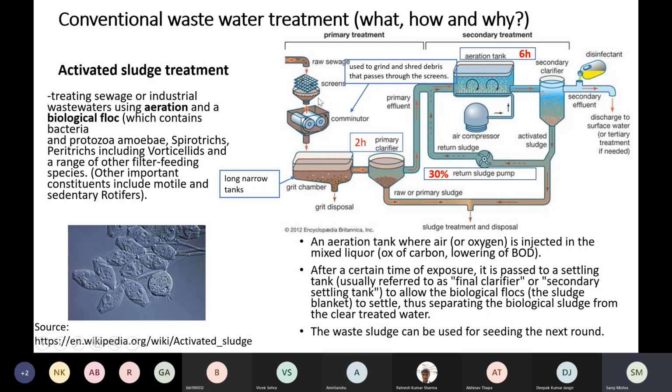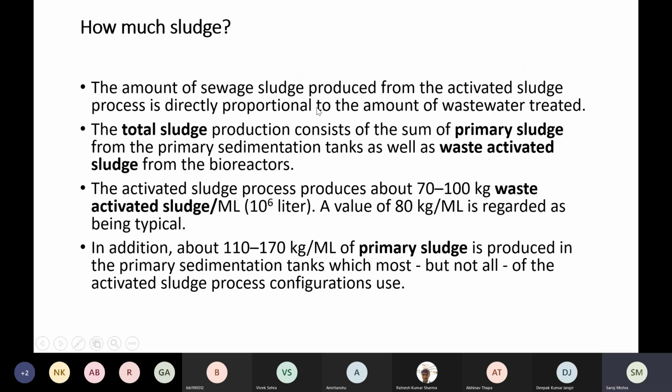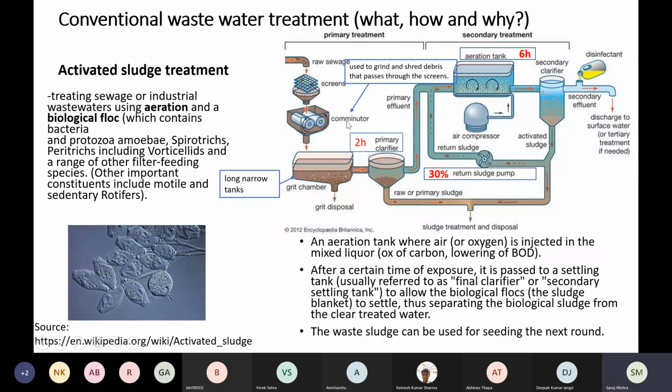After that, it comes into what is called a comminutor. What you see here are two wheels which are rotating, and the purpose of this step is explained here. It is used to grind and shred the debris which passes through the screen in order to give it homogeneity. Because if the particulate matter is of different sizes, the chances are that during the secondary treatment much of it is going to settle at the bottom of the aeration tank. So you want to homogenize, to make sure everything is of uniform particle density.